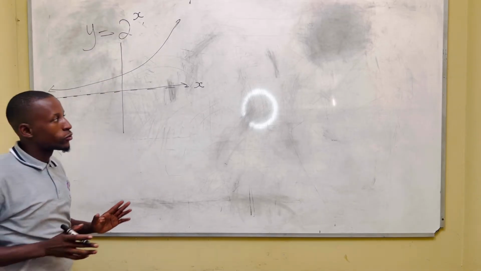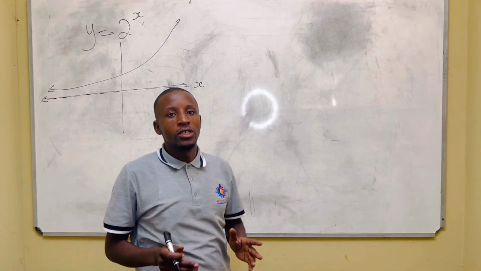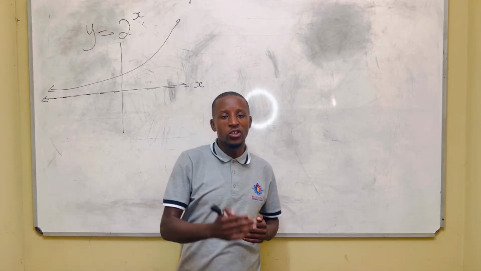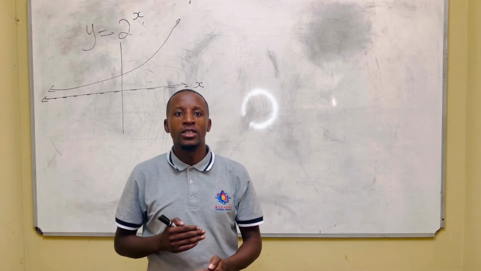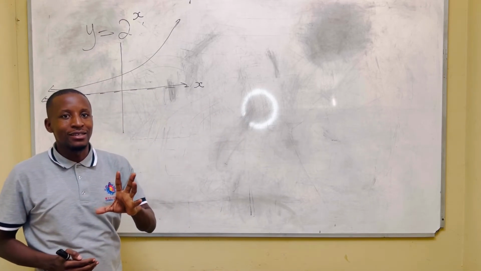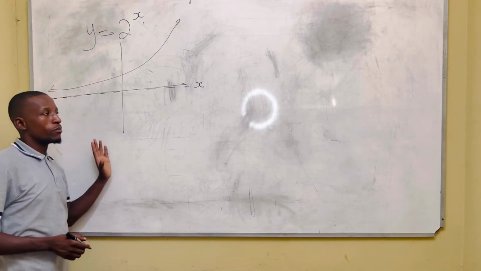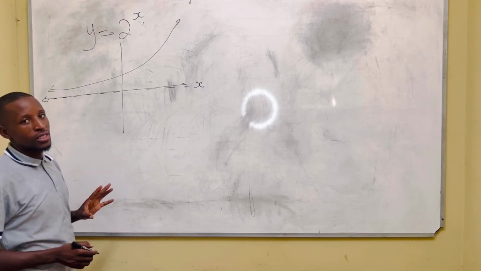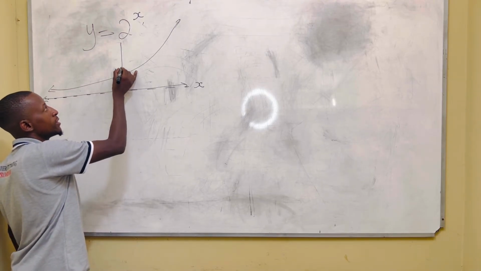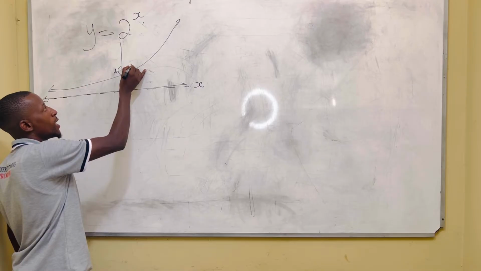If you go back to the introduction, the first part of the exponential graph, where I was showing you how to sketch the graph and the possible questions that you can expect, you'll be able to have a better understanding. But I believe if you're mastering the first part, this part will be easier for you. So we know that this point, let's call this point A, has coordinates (0; 1).